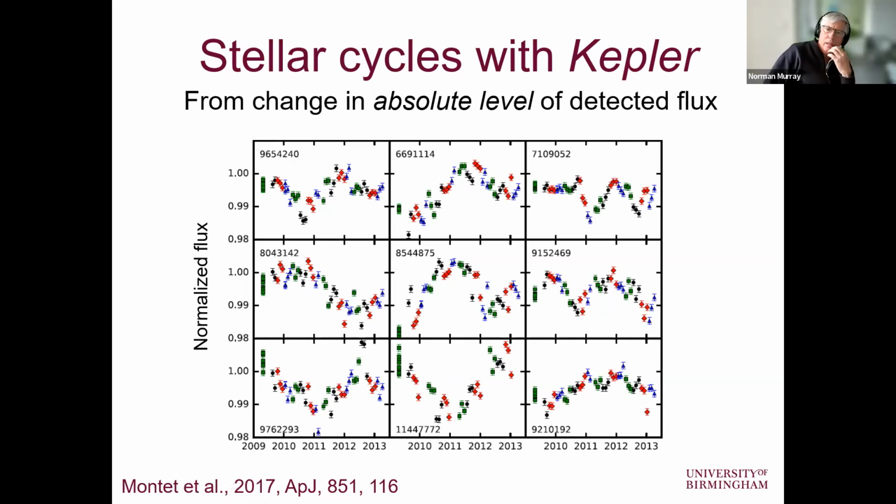Can I just interrupt again? Are these solar type stars? Yes, they are. Because my recollection is the sun is like a part in 10 to the 4, and these are 100 times bigger variations, right? Yeah, they're certainly more active, so they're much younger in these. They're younger. Okay. All right.